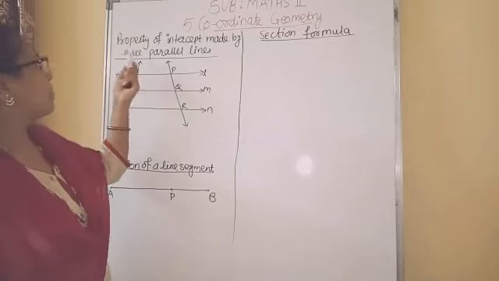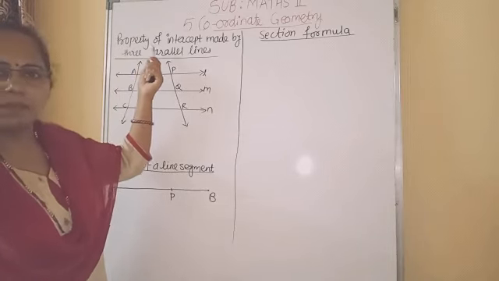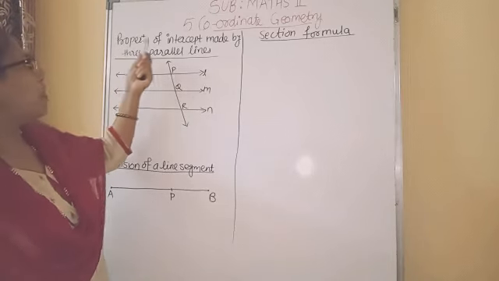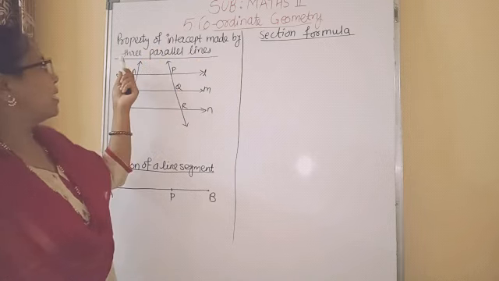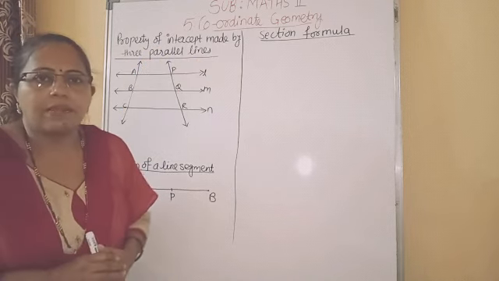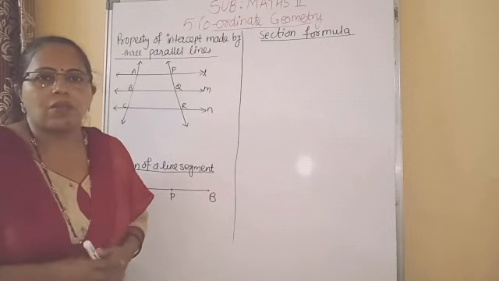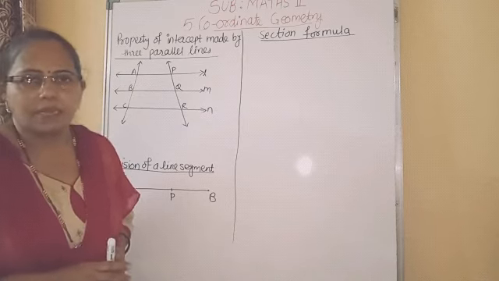Move for the further topic. First, we will revise from the first lesson. The property of intercept made by three parallel lines, which we saw in the application of the basic proportionality theorem.